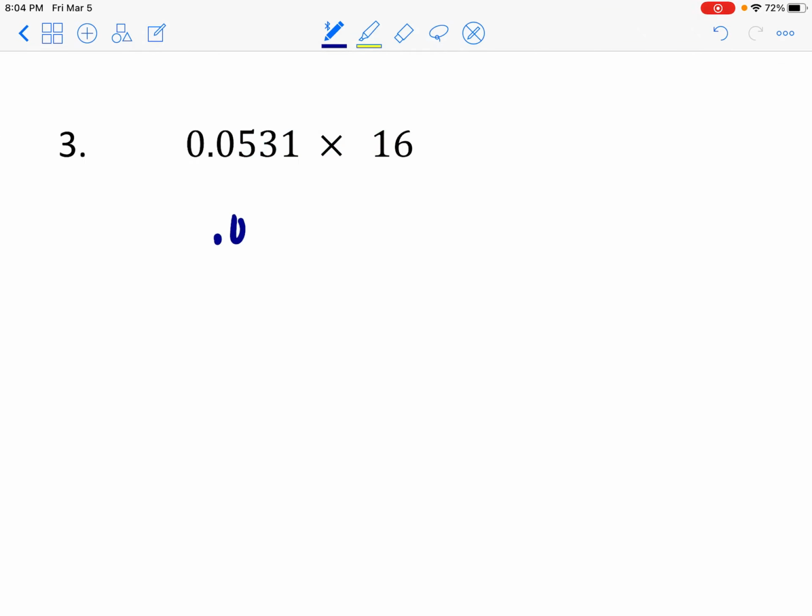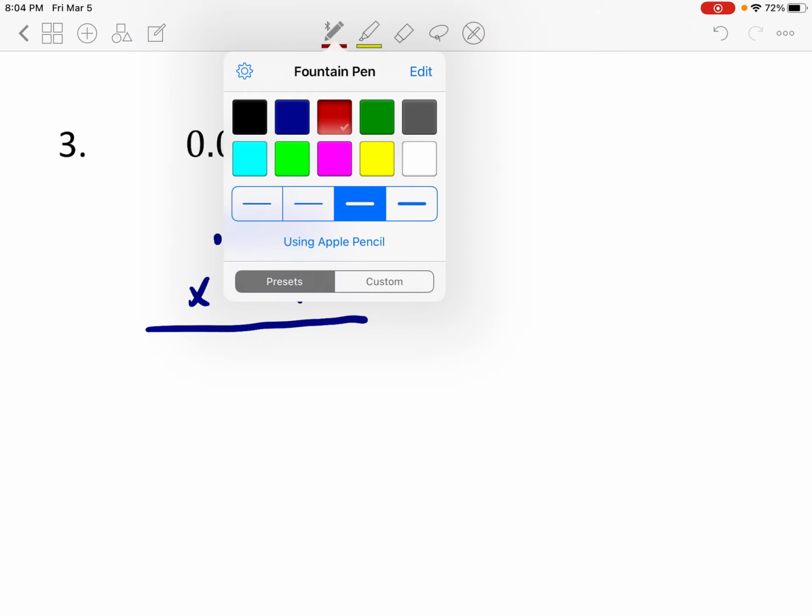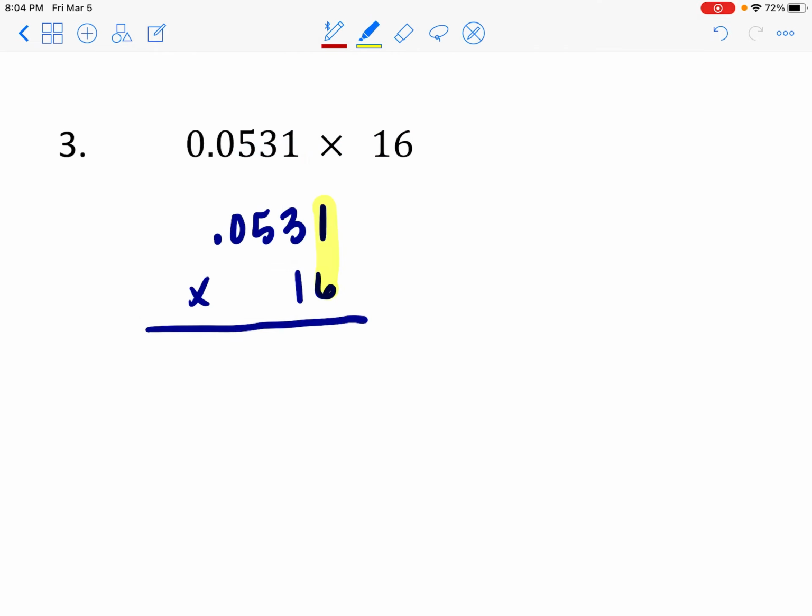So we have 0.0531 that we're going to multiply by 16. And so let's start with 6 times 1 is going to be 6. And 6 times 3 is going to be 18. And so we're going to have an 8 here, and we're going to carry the 1. 6 times 5 is 30, plus the 1 is 31. So we're going to have a 1, and we're going to carry the 3. And then 6 times 0 is 0, plus the 3 is 3. And so a 3 will come down here.